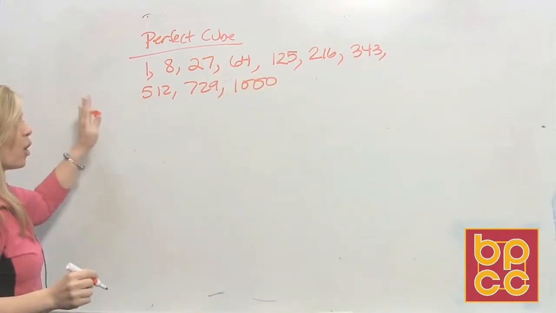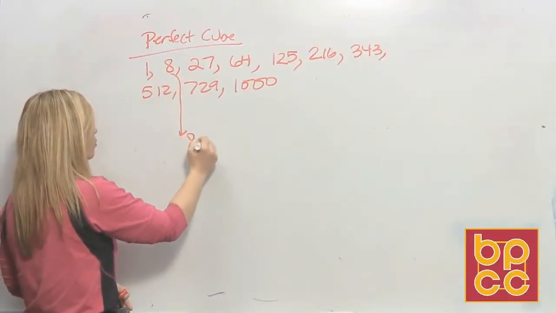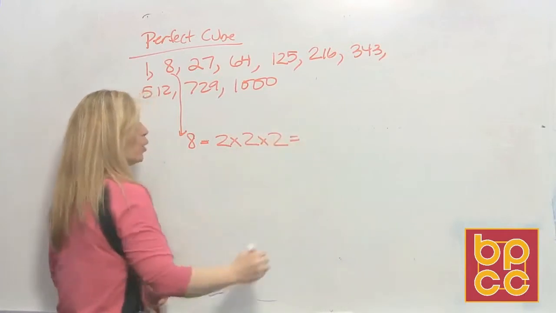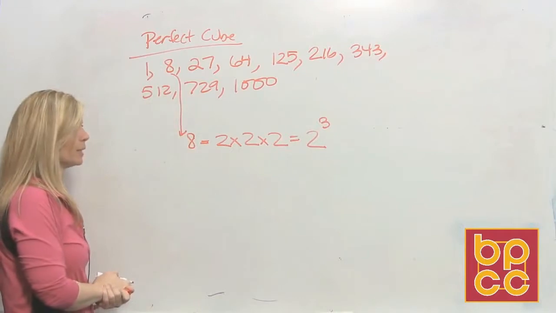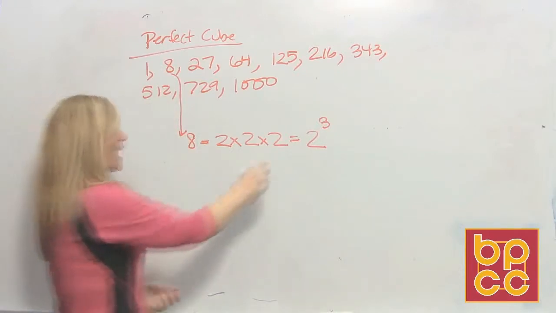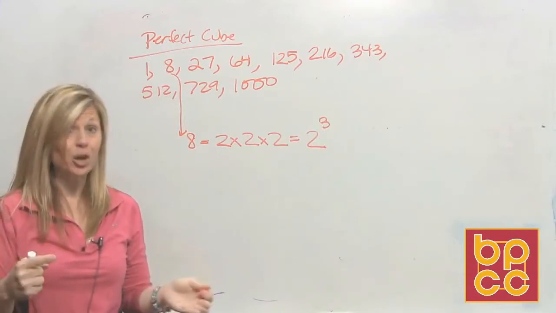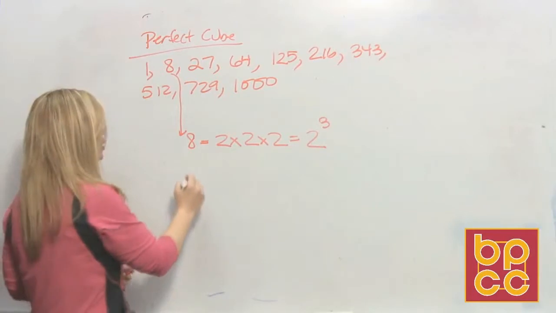These numbers can all be written with exponents of 3. For example, you all know 8 really is 2 times 2 times 2. We could write that as 2 cubed. Now, if that's an exponent of 3, it has an opposite. If I call that cubing, the opposite cannot be square root. The opposite would be a cube root.